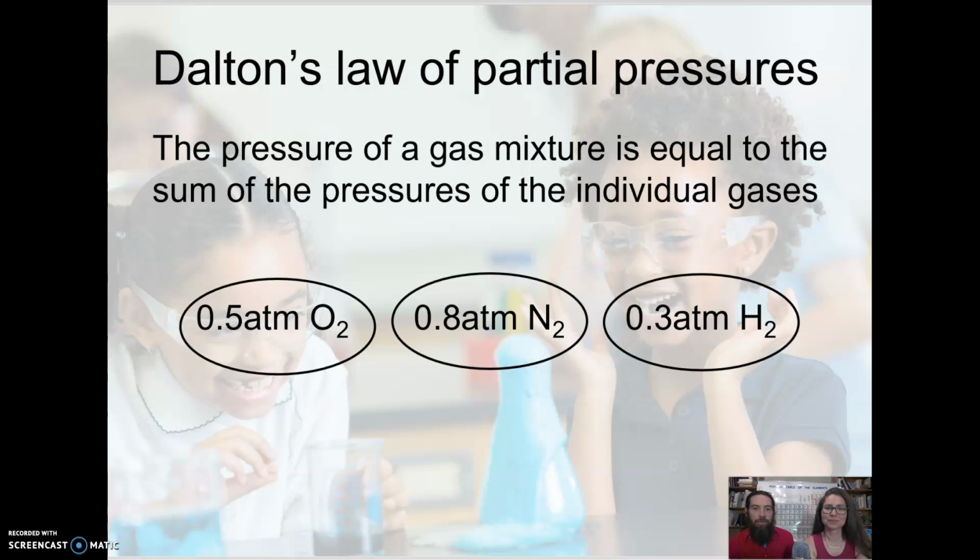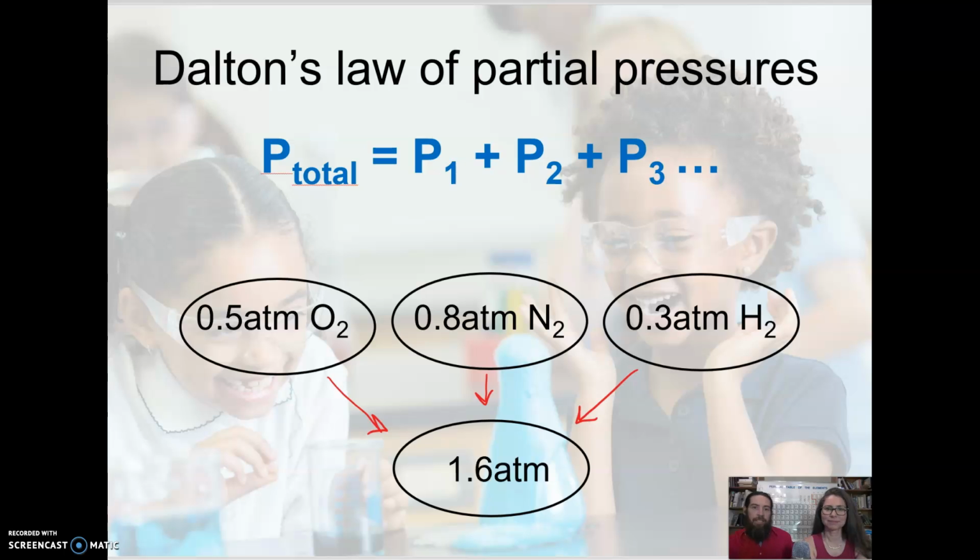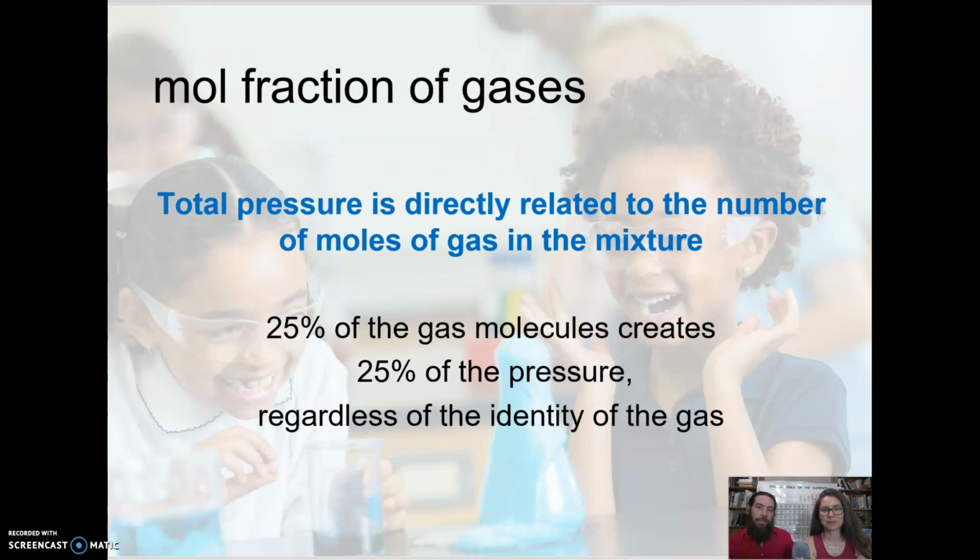So you can see here we've got oxygen, nitrogen, and hydrogen. We have 0.5 atmospheres hydrogen, 0.8 nitrogen, and 0.3 hydrogen. The total pressure is just going to be the sum. This is real easy. We just add the three. So we can say that the total pressure is equal to the sum of the individual pressures of the gases in the mixture.